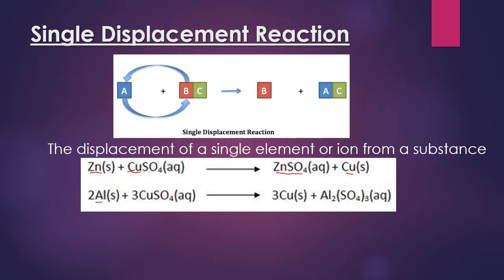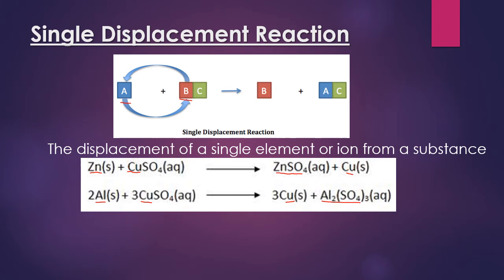So we have aluminum by itself. So think of that as being the A in this diagram up here. And what that A, that aluminum, is going to do is it's going to go over and kick out B. So in this case, B would be copper or sulfate. What is it going to take the place of? It's going to take the place of copper. Because aluminum's a metal, so it's going to take the place of another metal. So now, on the product side, we have aluminum with the sulfate and copper by itself.